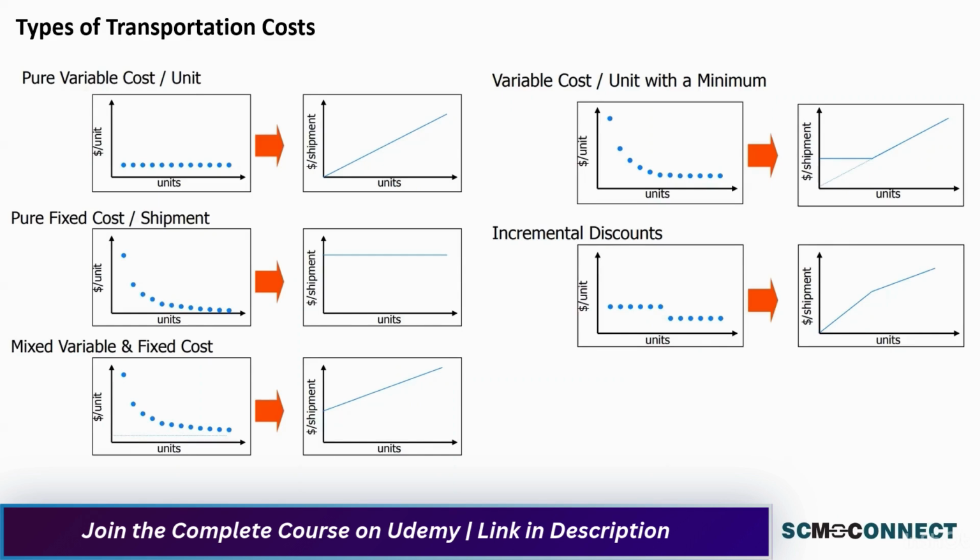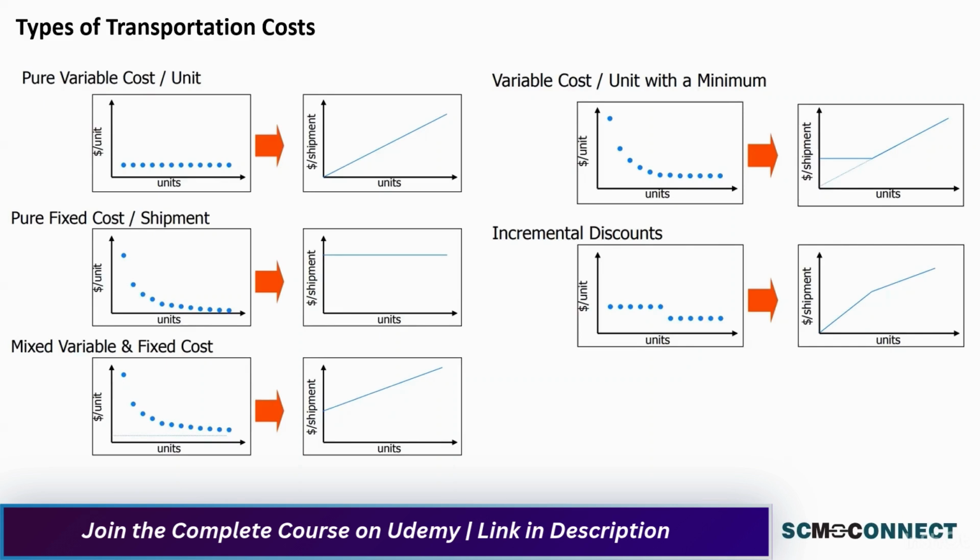Then there could be another scenario where there is a pure variable cost, but with a certain minimum cost. So you might have something like 10 rupees per piece, but subject to a minimum of 100 rupees per shipment. So up to, let's say, 10 units, you are going to pay 100 rupees, and if you ship the 11th unit, then it gets into the variable aspect.